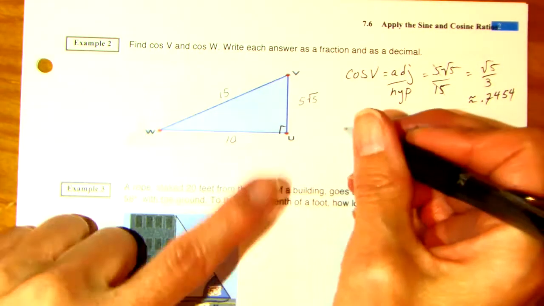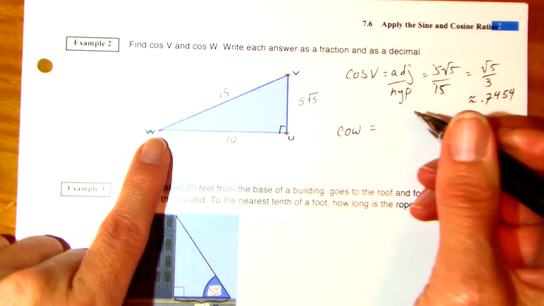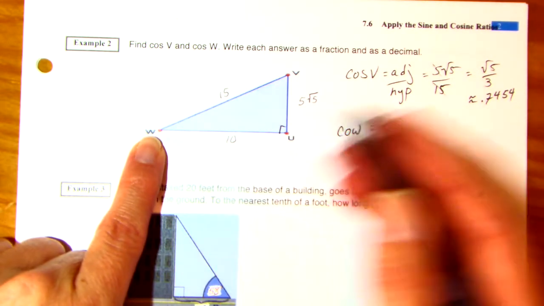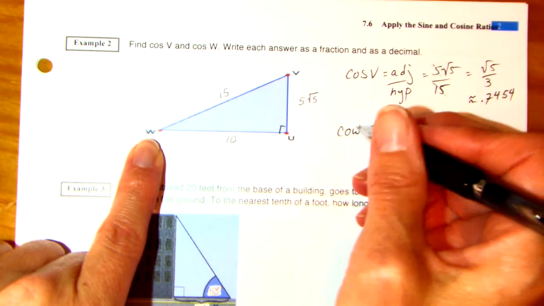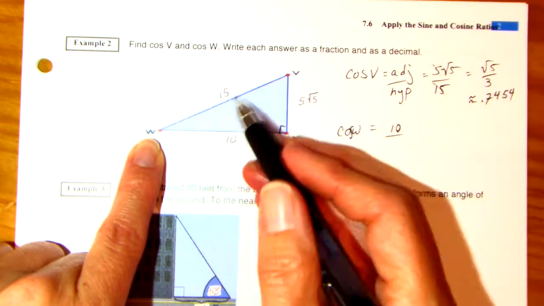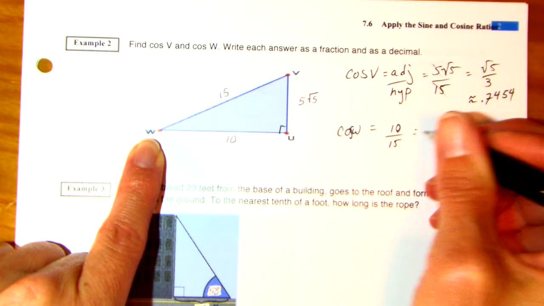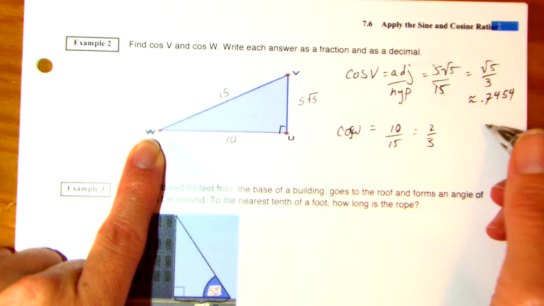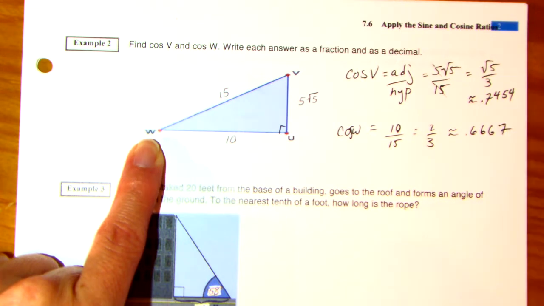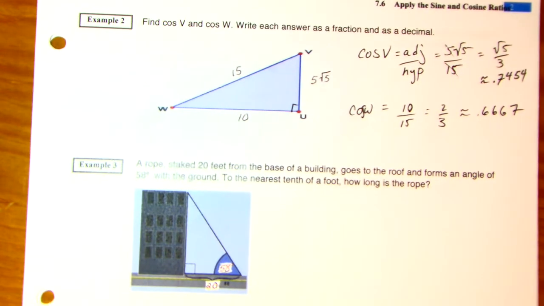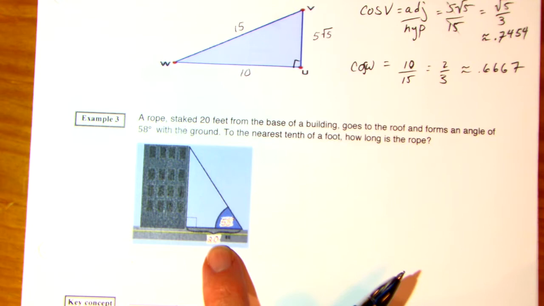All right, cosine of w. Remember, adjacent means next to. Cosine of w is adjacent over hypotenuse. That's 2/3. And hopefully you know that decimal. 0.6667.